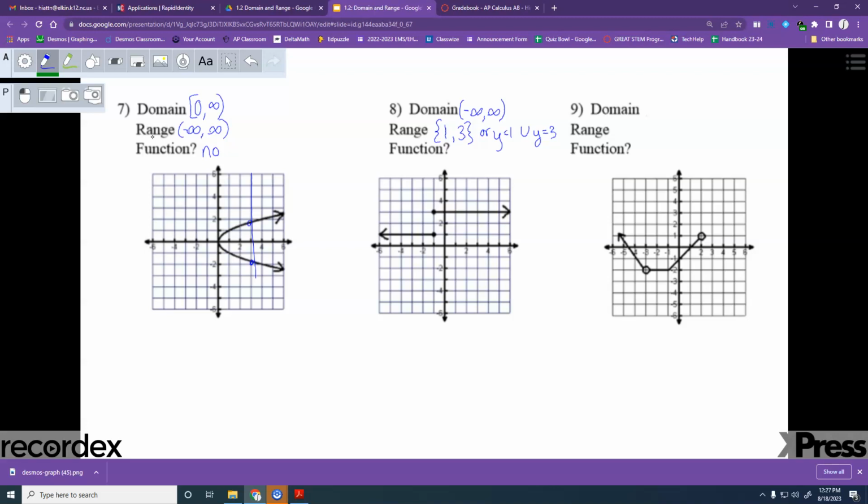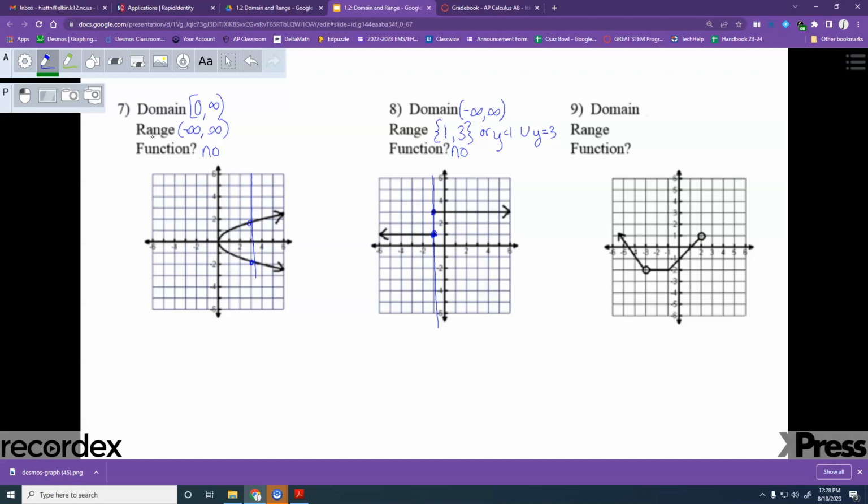At -1, right here, it hits twice, right? So this is going to be a no. It's the only place it hits twice. It only happens one time, but it only takes one time to make it not a function. Okay, questions?